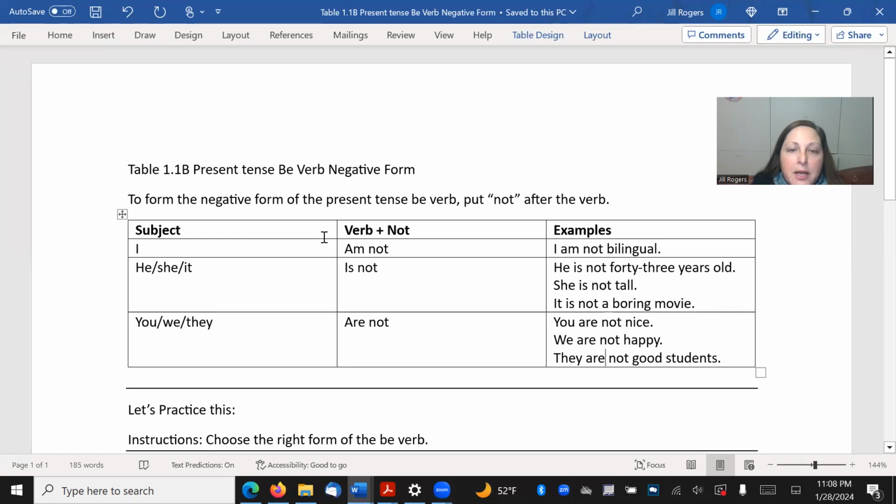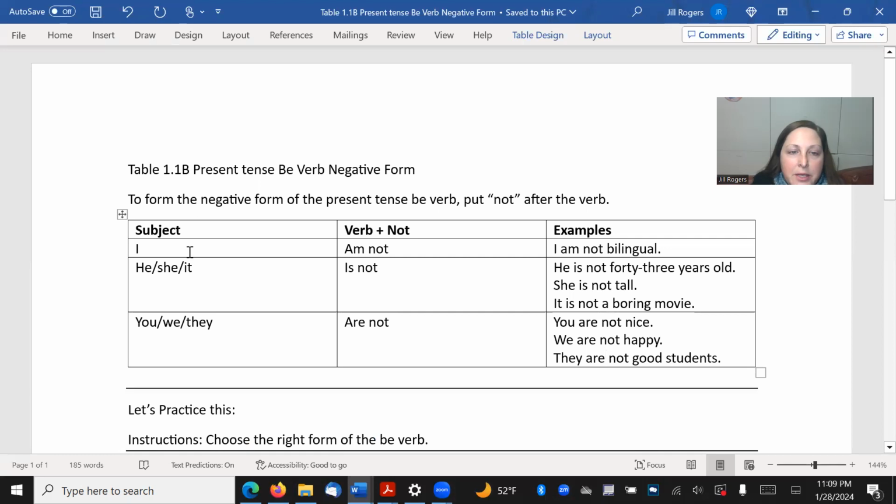So for example, I am not. The sentence example is I am not bilingual. So we know that I goes with am, and then we just have to add not. He is not. Our example sentence: He is not 43 years old. Next subject: she, verb plus not, is not. Our sentence example: She is not tall.